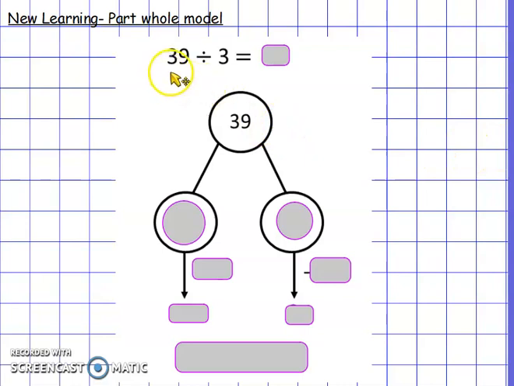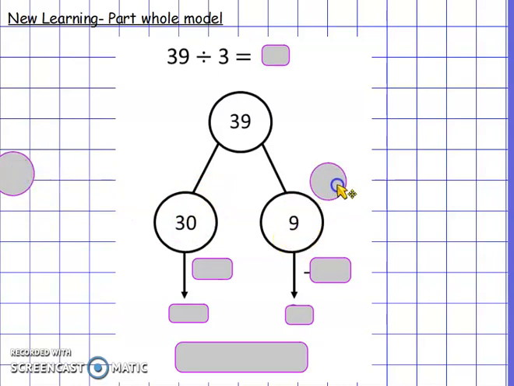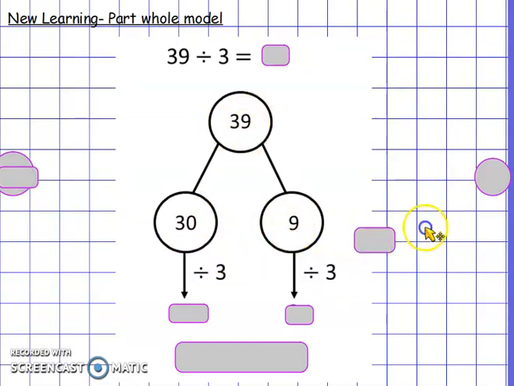So we've got the calculation 39 divided by 3. So we draw our part-whole model and we put the biggest number 39 in the top circle. And then we're going to partition that appropriately. So I've partitioned it into 10s and into 1s. So 30 and 9 came from 39. And then I'm going to divide each of these digits by 3 because that's what the question's asking me to do. And this is easier for me to do because I know my 3 times table.